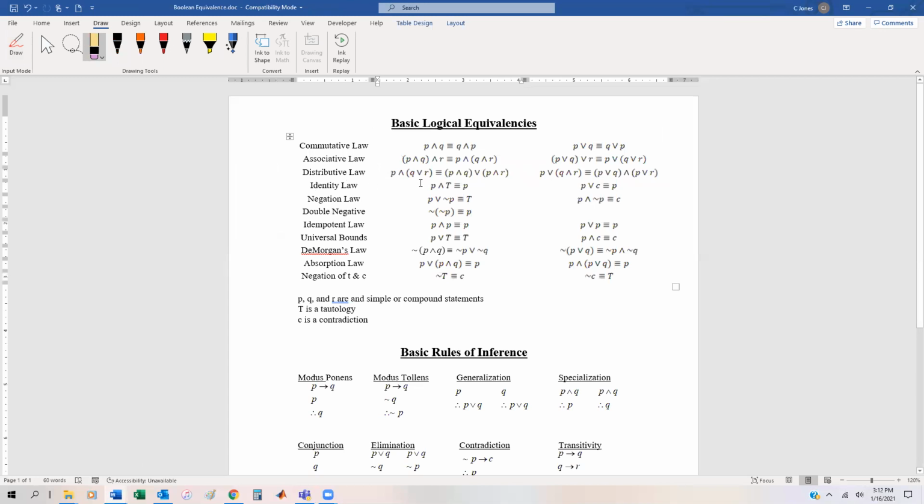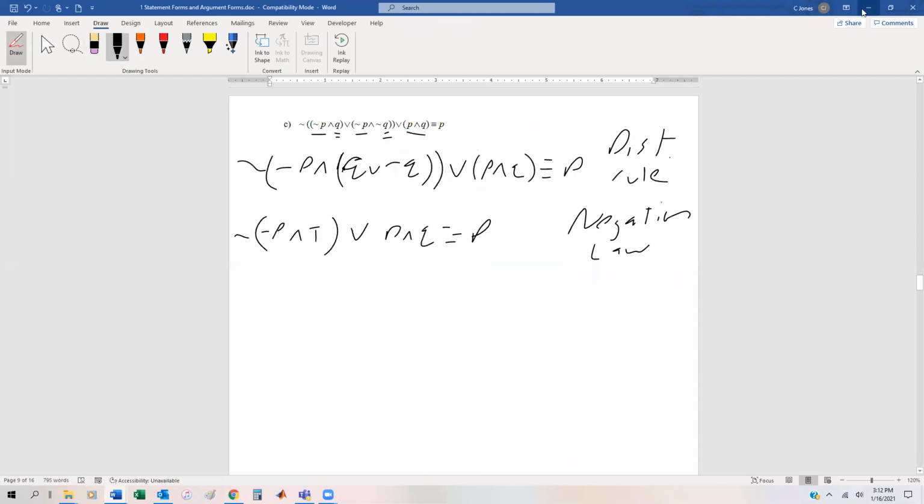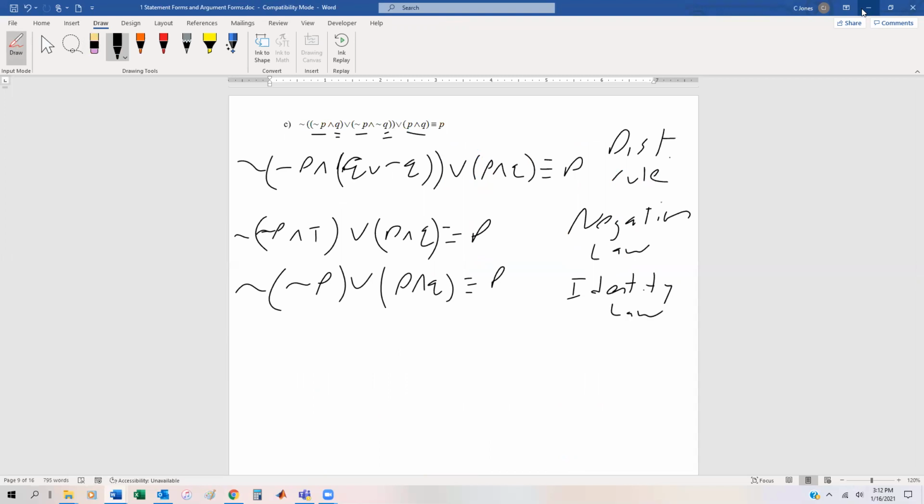And I believe that's our identity law. So right here we have our identity law. P and T is equal to P. So in this case, we're going to get not P. All right, remember there's a not in front of that. Or we still have that P and Q is equal to P. All right, so it's our identity law. Double negative is pretty obvious right here. So P or P and Q is equal to P. All right, so that's our double negative.